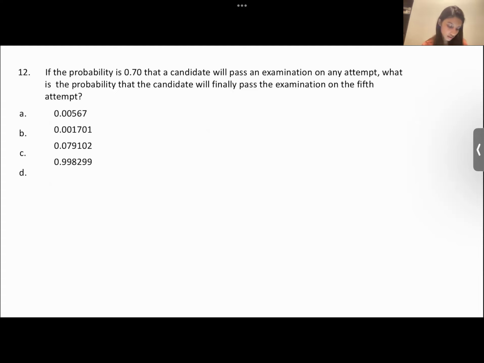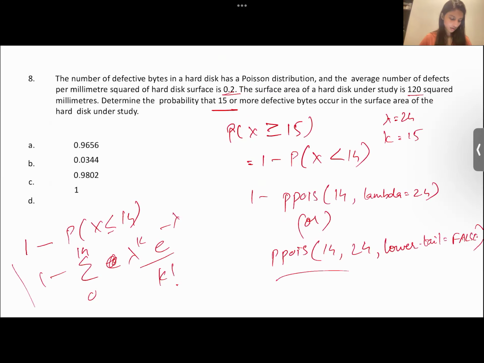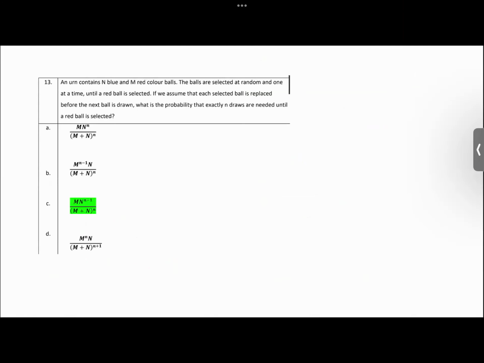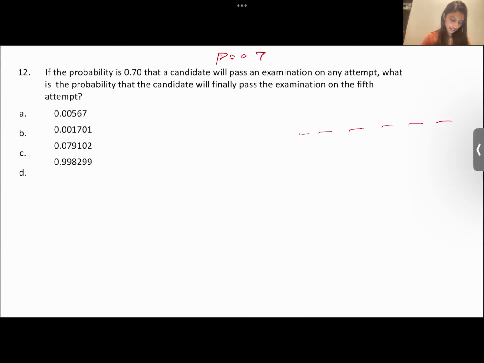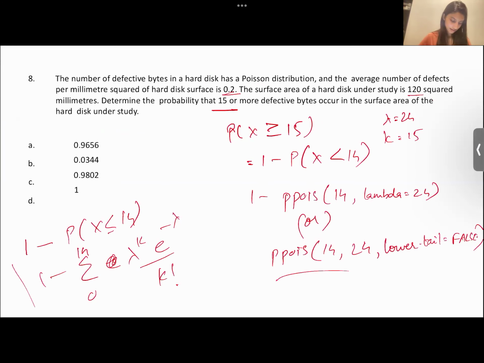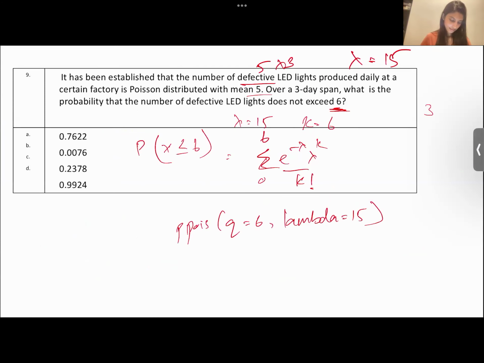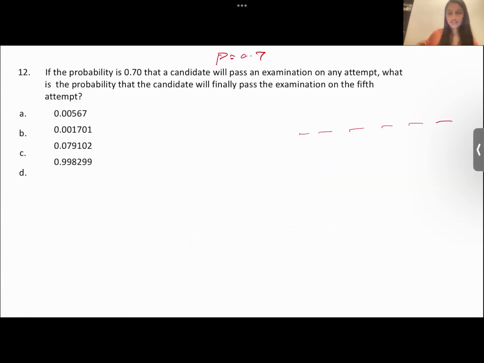So the next question, if the probability is 0.7 that a candidate will pass an exam on any attempt. Madam, request you to solve even 10th and 11th problem. Repeat it. Oh, sorry, 10th and 11th. So skip 10th and 11th. I'm pretty sure I skipped it because it's the exact same pattern. I'll share the questions with you anyway. Okay, yeah.